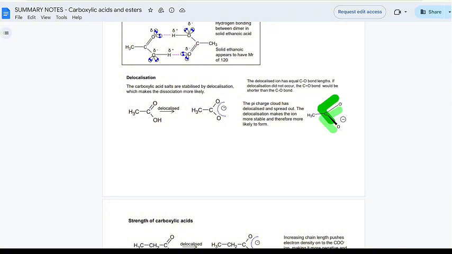Delocalization. Carboxylic acid salts are stabilized by delocalization, which makes the dissociation more likely. Okay, makes sense. The delocalized ion has equal carbon-oxygen bond lengths. If the delocalization did not occur, the carbon-oxygen double bond would be shorter than the carbon-oxygen single bond. Interesting. The pi charge cloud has delocalized and spread out. The delocalization makes the ion more stable and therefore more likely to form.